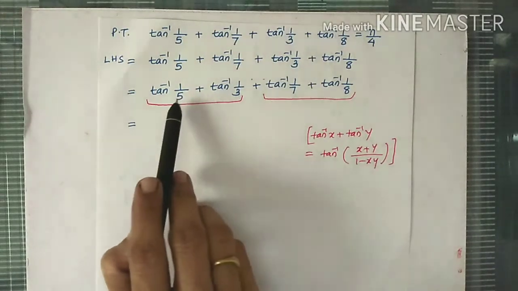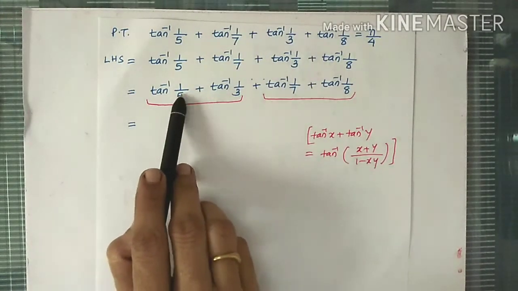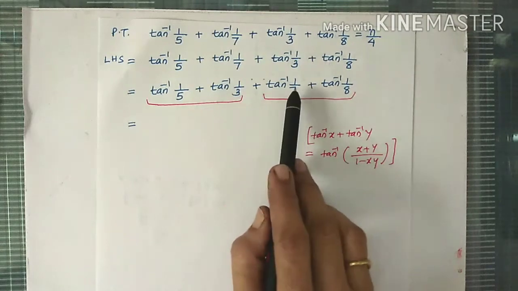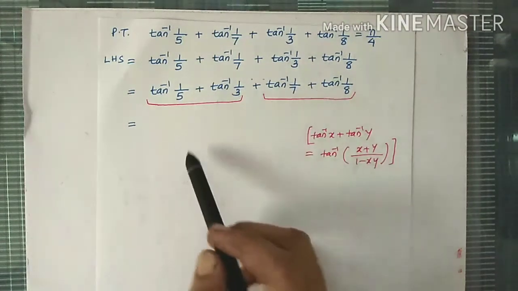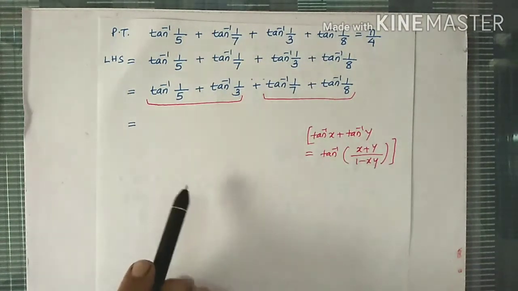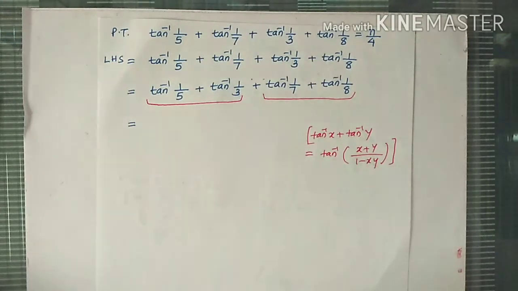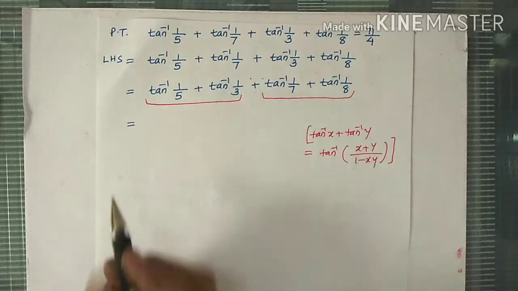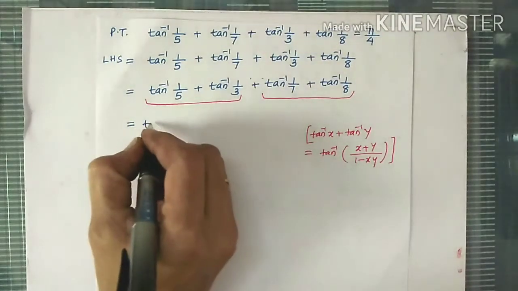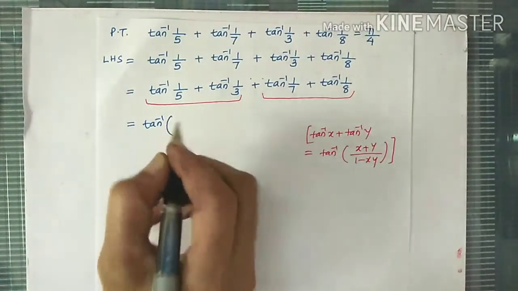How? First of all, we are using this property for the first two terms, then the last two terms, and again we are getting tan inverse plus tan inverse. So again we will be using the same property. So that's why this question carries 4 marks. And it has already been asked earlier in board exams.